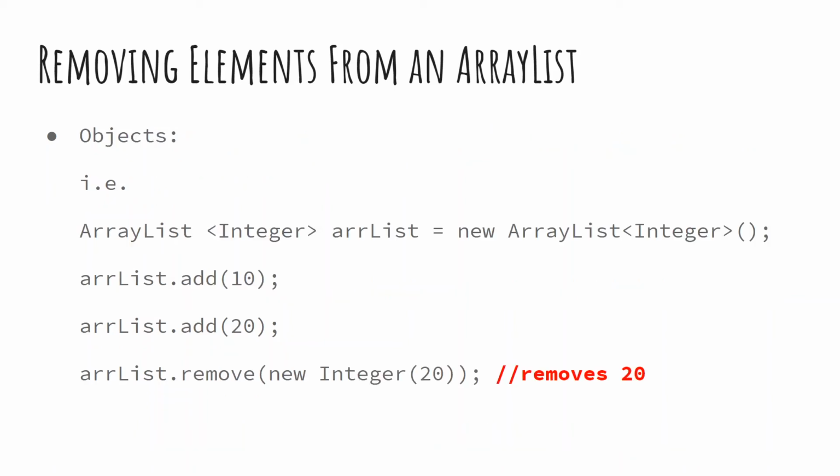We can also do it through objects. So let's say we have that same ArrayList from last time. We can then remove using an object. So we type RList.remove, new, we're specifying an object, Integer, and then in the parentheses, which integer we're removing. In this case, we're removing 20. And that would remove the 20 from the ArrayList.